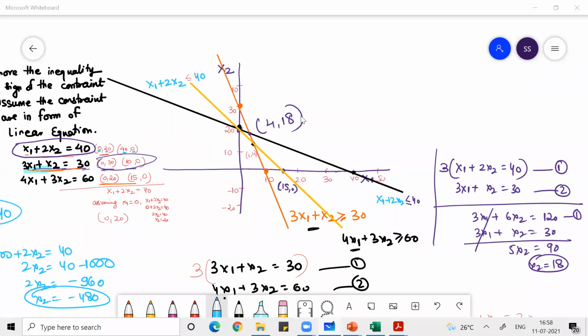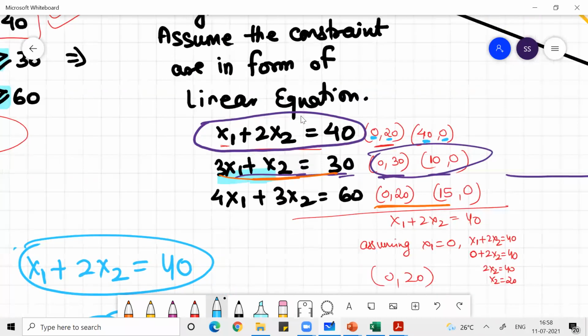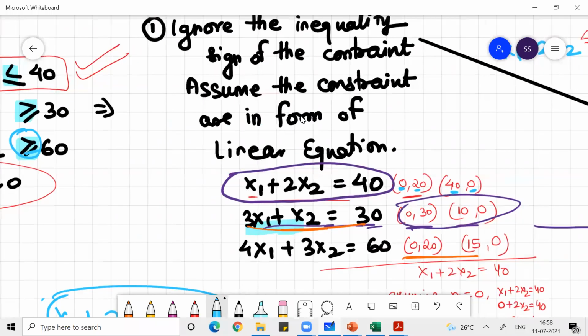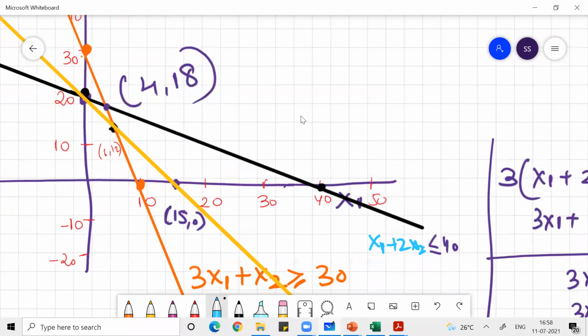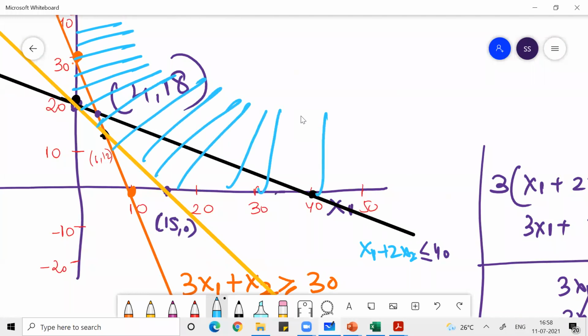No, sir. So now coming to the third line. Third line we have still not drawn. The inequality sign for the third line is greater than or equal to. Greater than or equal to means what area, guys? This is greater than or equal to. This area is greater than or equal to. Are you getting this? Yes, sir.